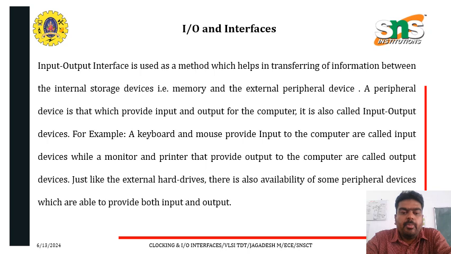For example, a keyboard and a mouse provide input to the computer and are called input devices, while a monitor and a printer provide output from the computer and are called output devices. Just like external hard drives, there are also some peripheral devices which are able to provide both input and output.